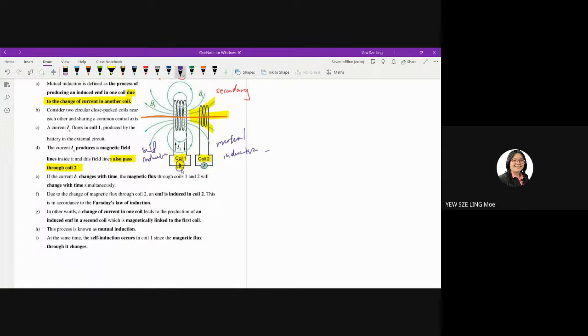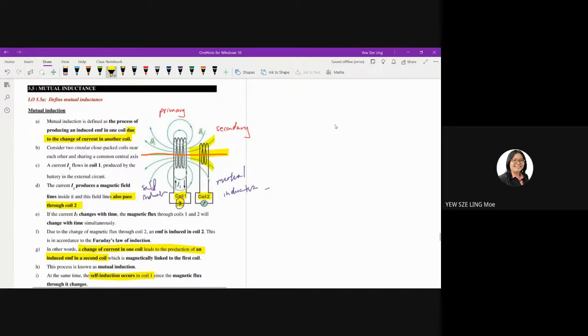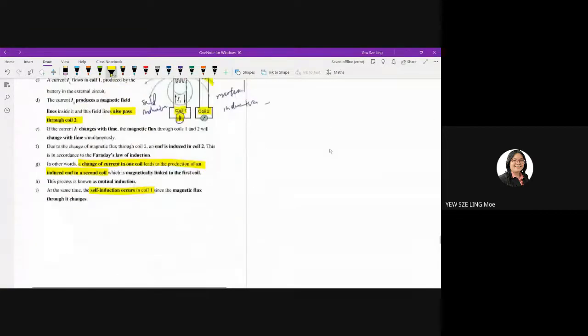So that is the difference between these two coils. In other words, a change of current in one coil leads to the production of an induced EMF in the second coil. That's why we call it mutual induction. At the same time, self-induction occurs in coil 1 because the flux through it also changes. So that is your mutual induction.